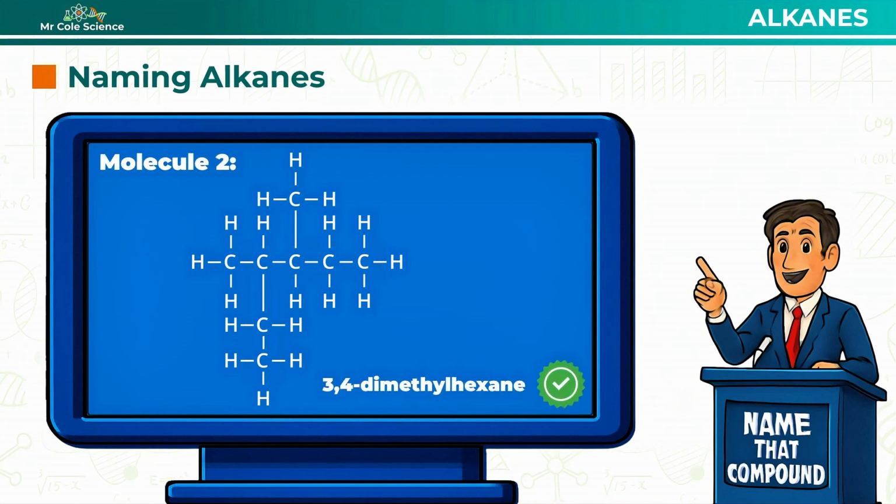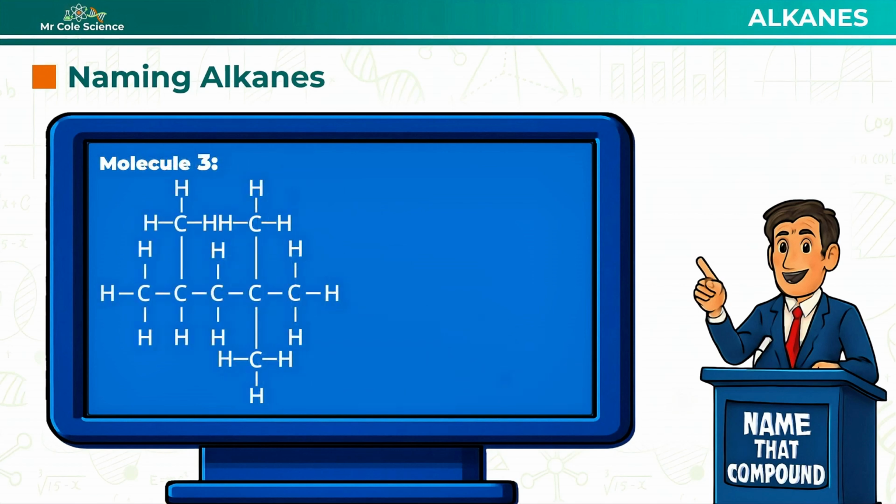3,4-dimethylhexane. If you get a question on naming alkanes in your exam, it's highly likely to be something like this, where the longest chain isn't going straight across. Examiners know this catches students out, and they desperately want you to fall into their trap. Well, how about molecule 3?